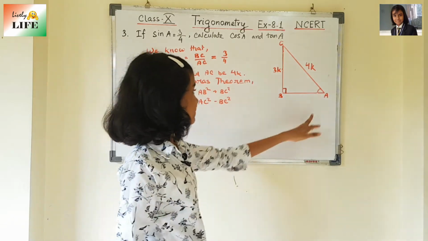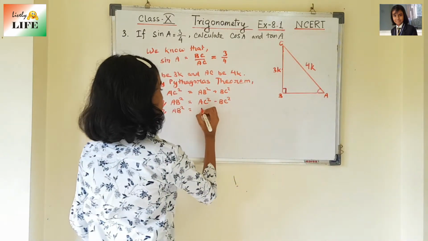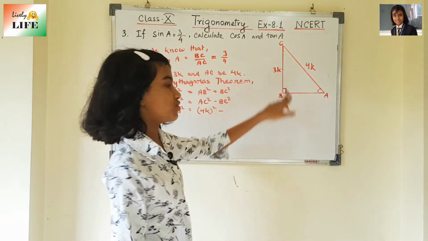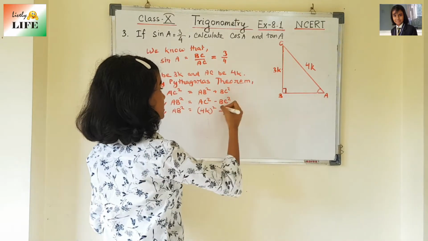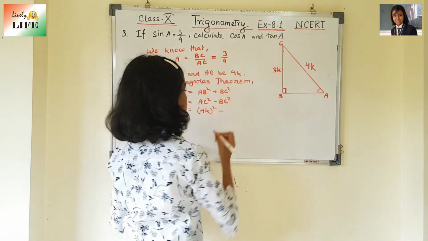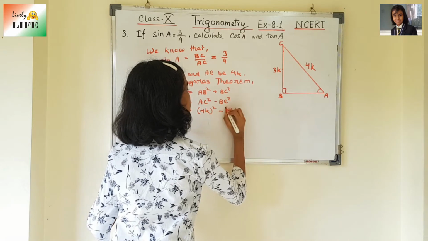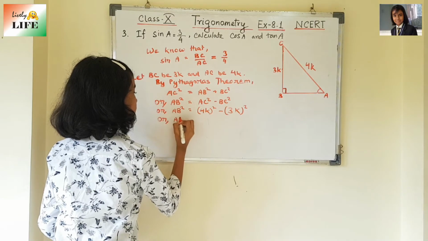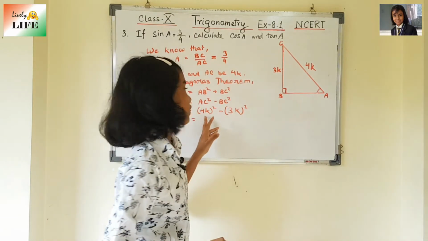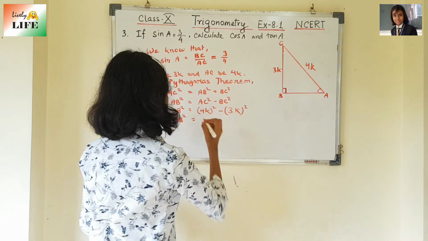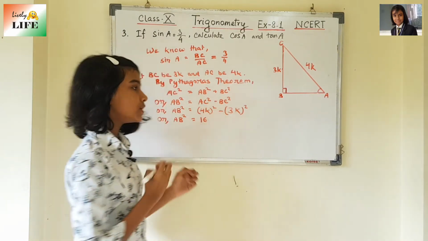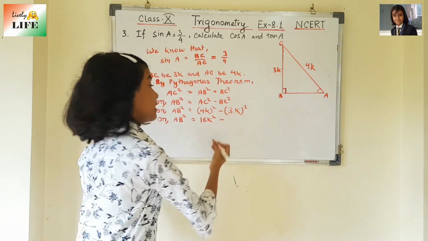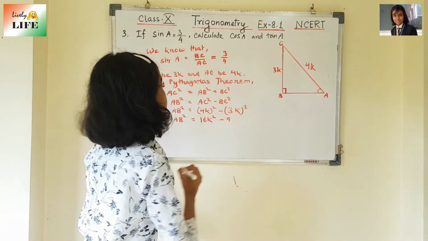What is AC? AC is 4K. AC square is 4K whole square. Minus, what is BC? BC is 3K. Then what is BC square? 3K whole square. Okay, what is 4 square? 4 square is 16. Right? And k square, 16k square minus 9k square.